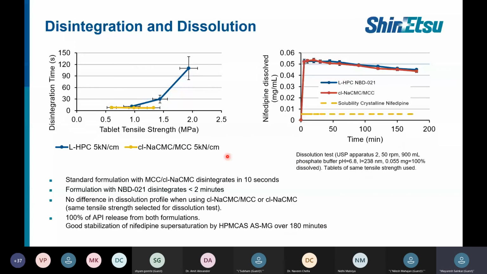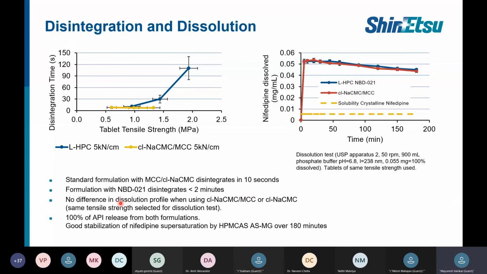And similar is the behavior in case of disintegration and dissolution with LHPC. The standard formulation with croscarmellose disintegrates in 10 seconds, whereas the formulation with NBD 021 disintegrates in more than 2 minutes. There is no difference in dissolution profile with both the polymers, but 100% drug release was there in case of both polymers.